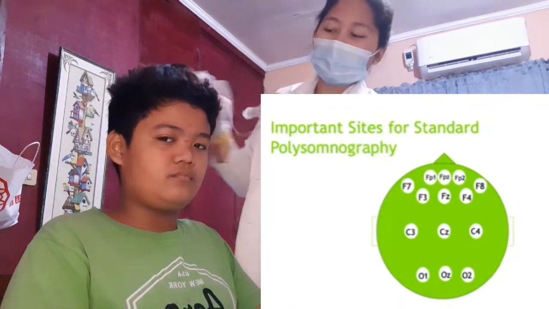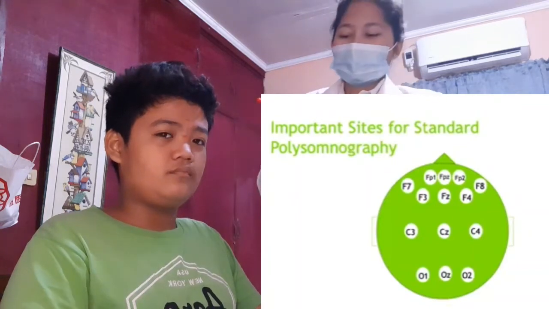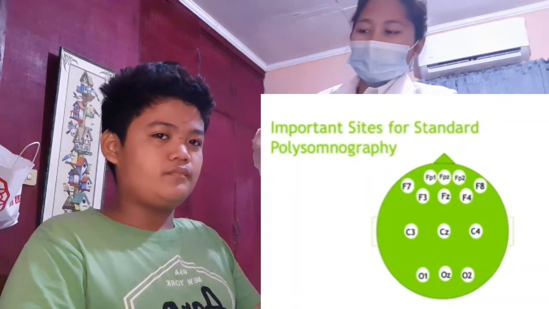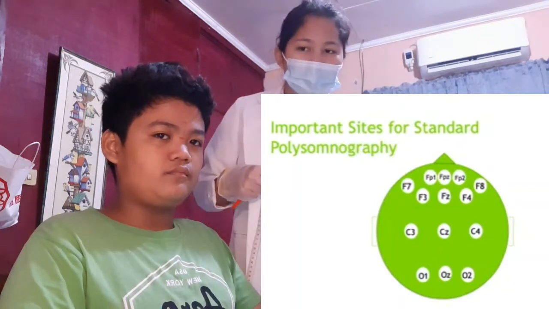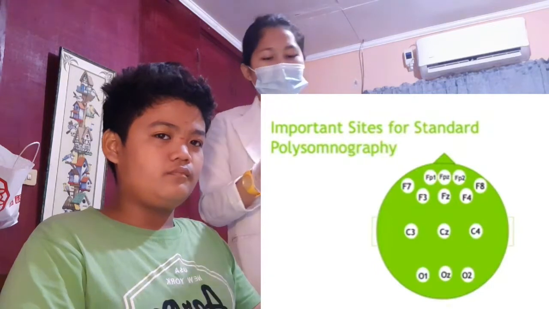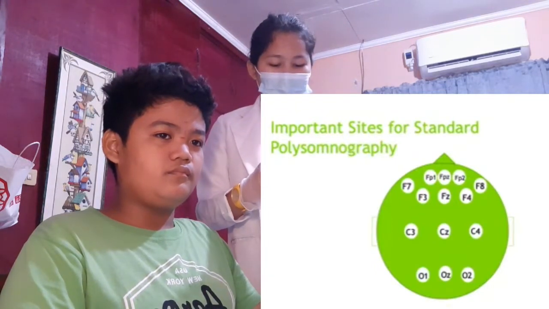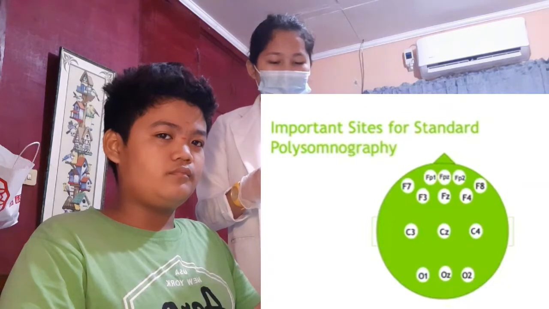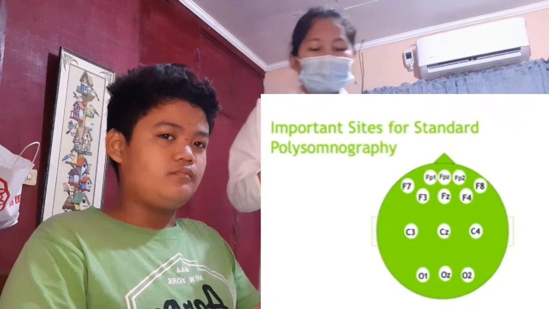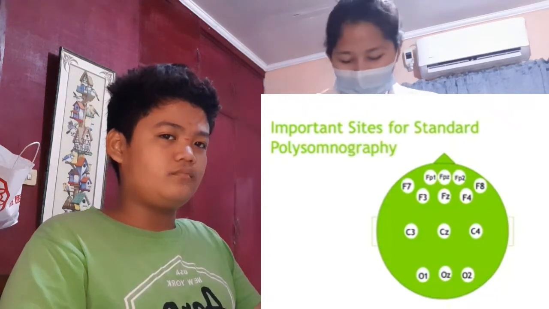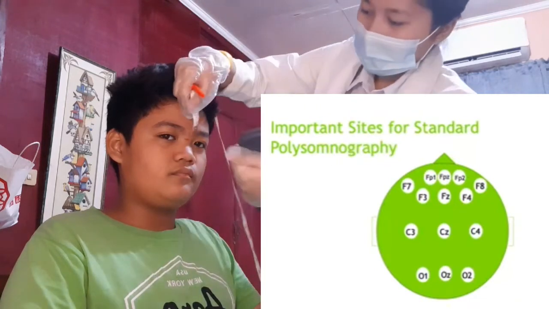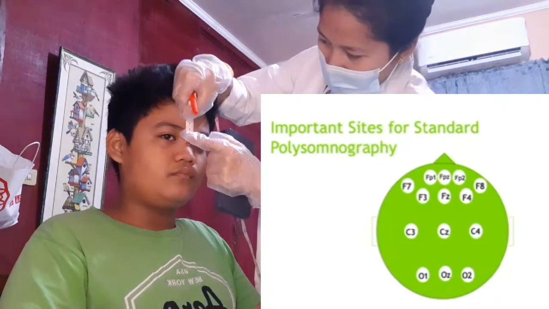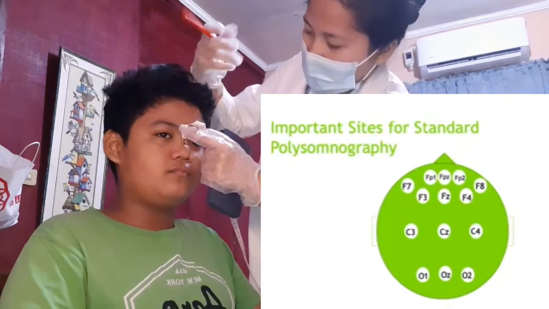Next is the nasion. We measure it at 10%, which is 40 multiplied by 0.10, which is 4. Therefore, the measurement for this one is 4 centimeters. So from here to here, this is 4.